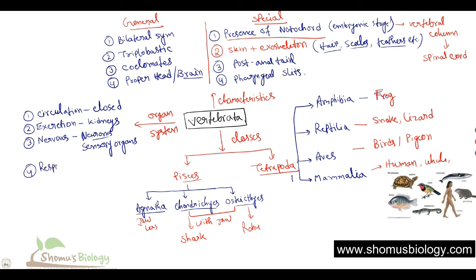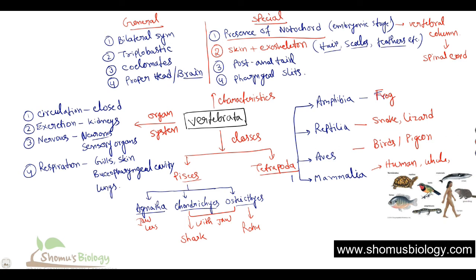Fourth thing, respiration. Using gills, skin, because different classes use different respiratory organs, and also the pharyngeal cavity, which is known as the buccopharyngeal cavity, as well as lungs, because we use lungs, right? So all these things are present.